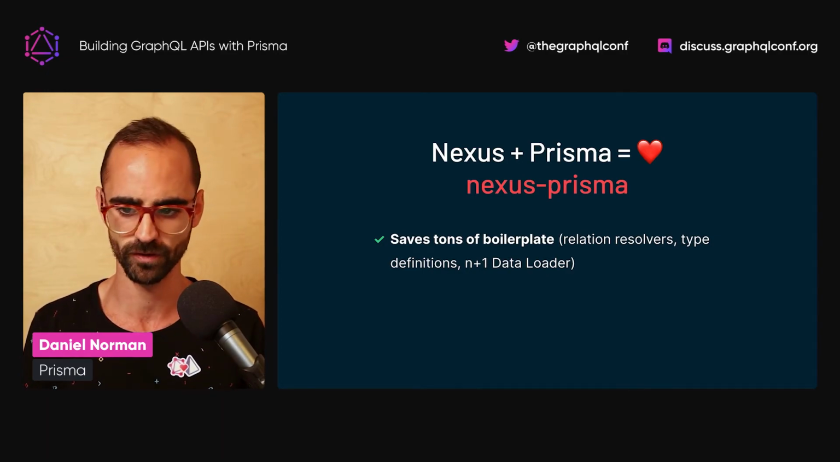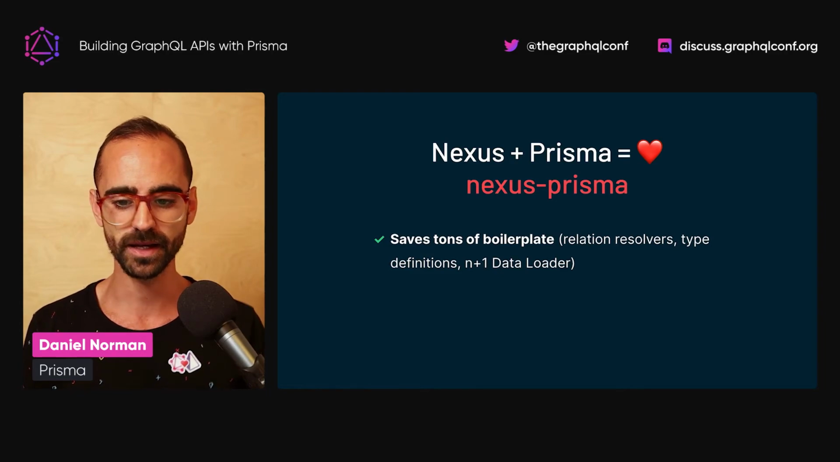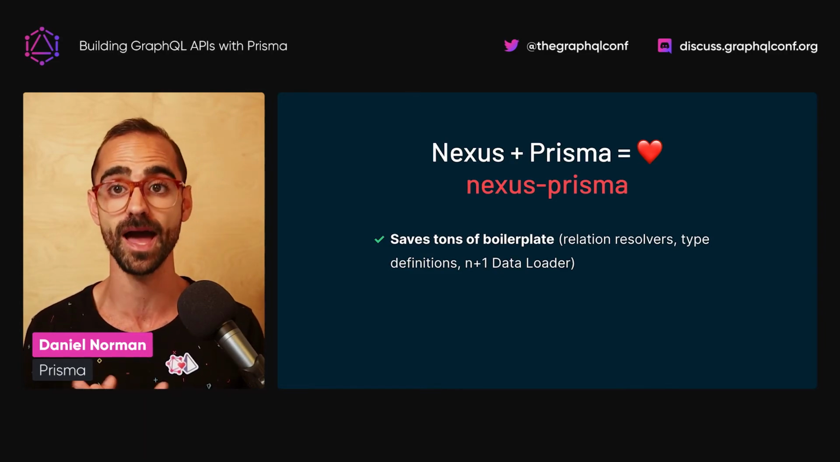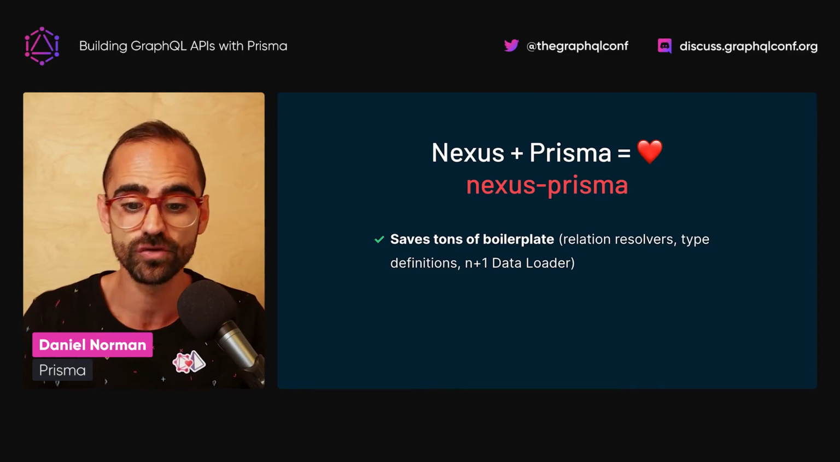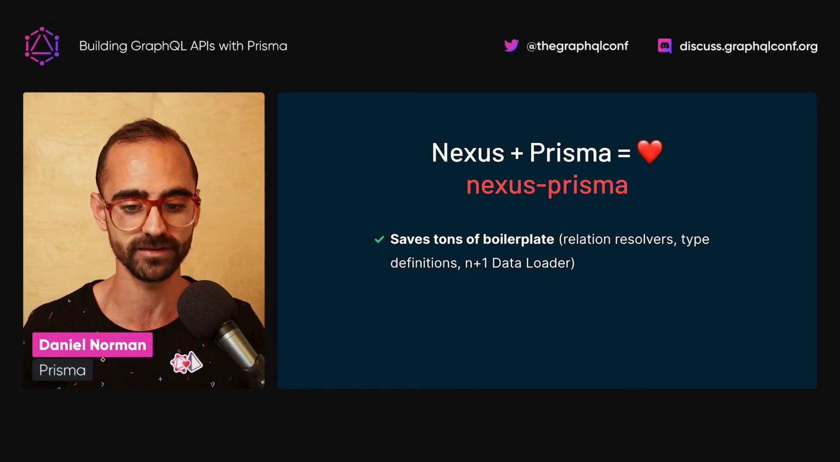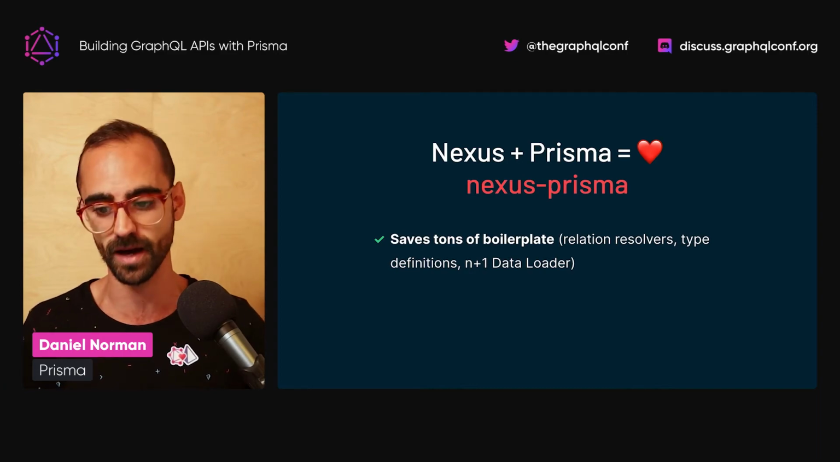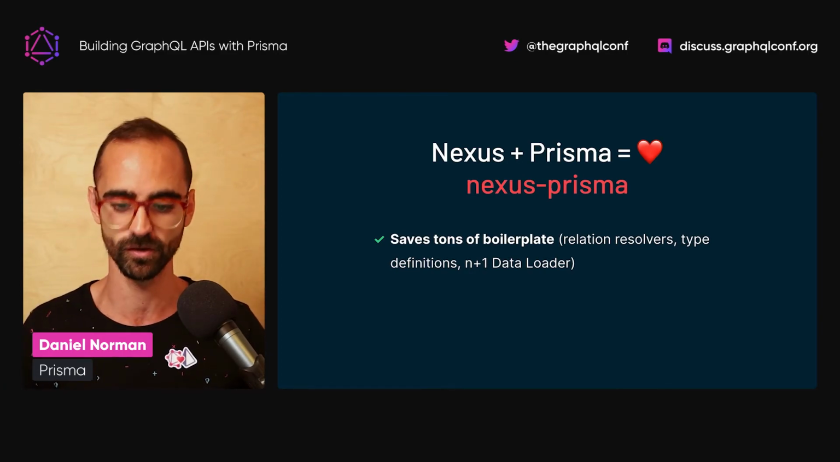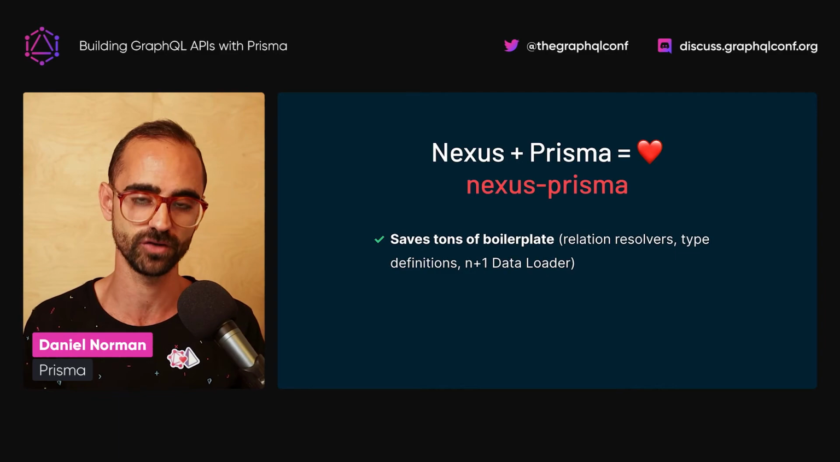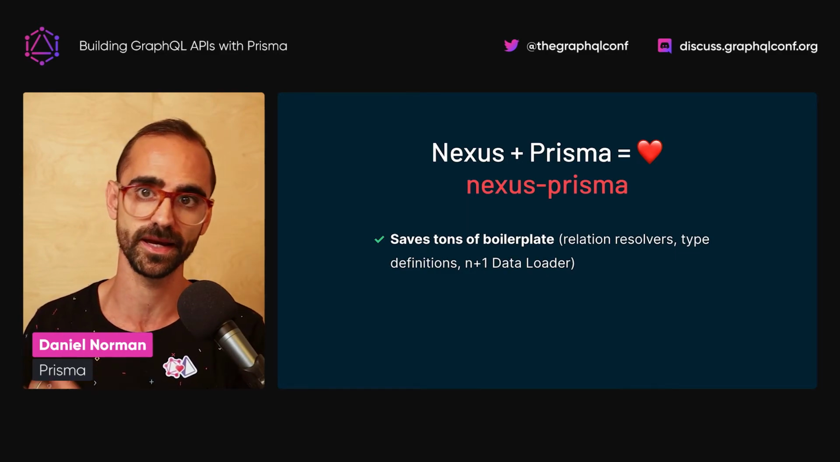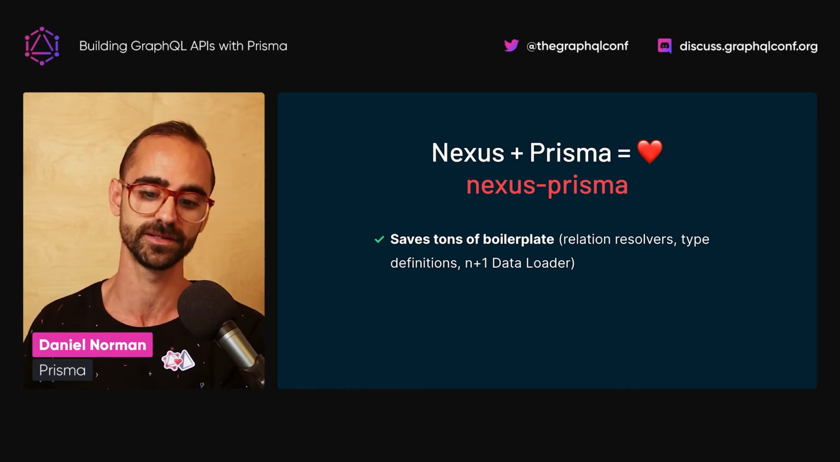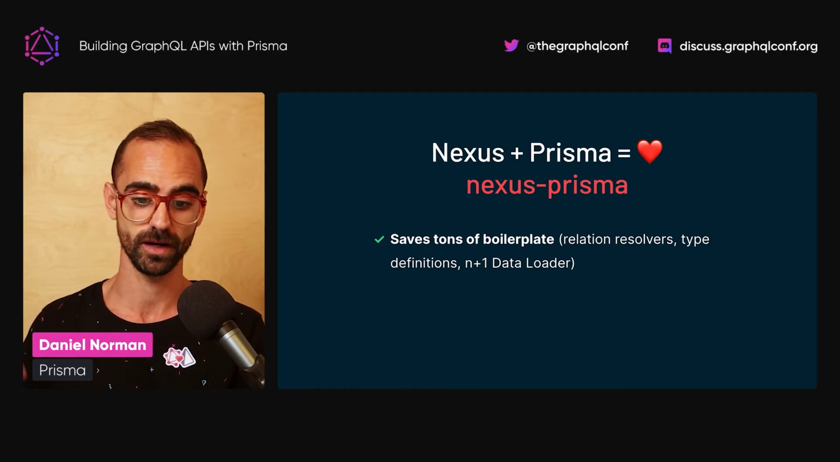And you get this built-in data loader, and it still gives you full flexibility over how you design your API and which database fields you choose to expose. And of course, you get this end-to-end type safety all the way from the database schema to your resolvers. That means if you change a database schema field in Prisma, you will immediately get a type error if you haven't updated your GraphQL schema.